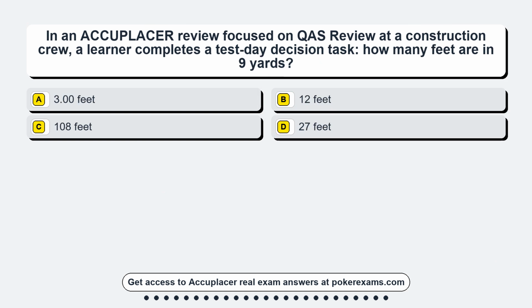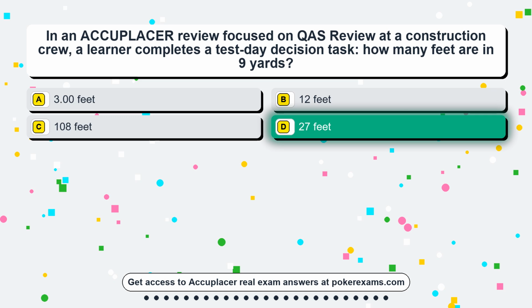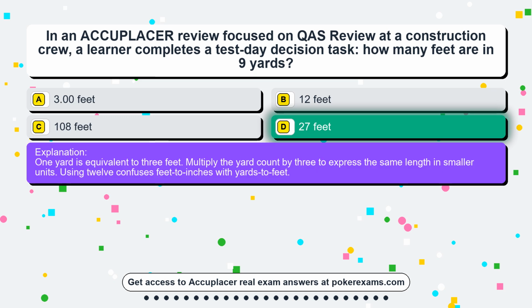Question 25. In an ACCUPLACER review focused on QAS review at a construction crew, a learner completes a test-day decision task. How many feet are in 9 yards? Option A, 3.00 feet. Option B, 12 feet. Option C, 108 feet. Option D, 27 feet. The correct answer is option D, 27 feet. 1 yard is equivalent to 3 feet. Multiply the yard count by 3 to express the same length in smaller units. Using 12 confuses feet-to-inches with yards-to-feet.